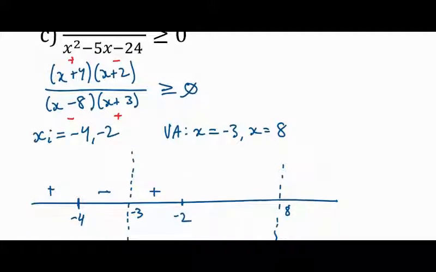A number between negative 2 and 8. 0 is a good one for that. 0 plus 4, so that's positive. Now that one's positive. Still negative, positive. So 1 negative means this is negative.